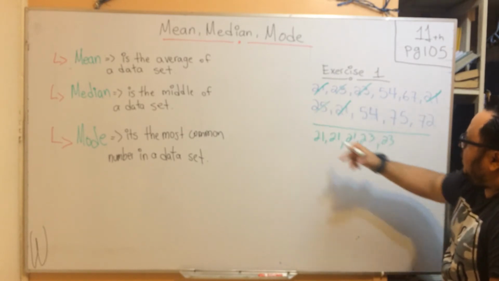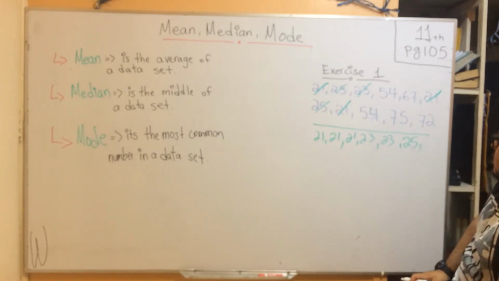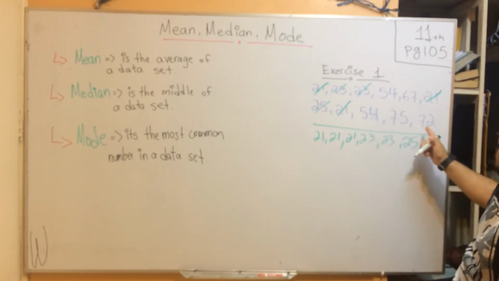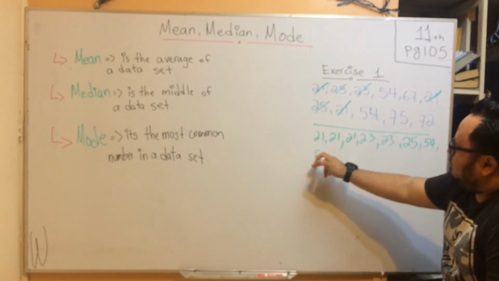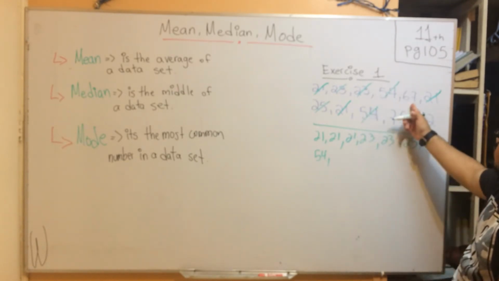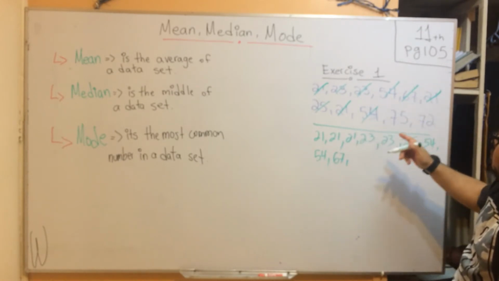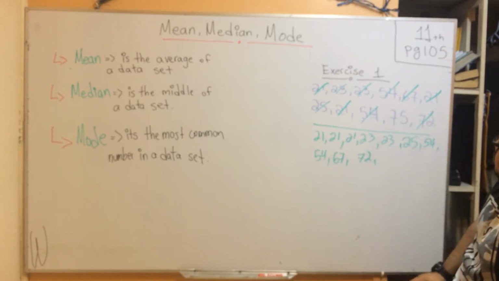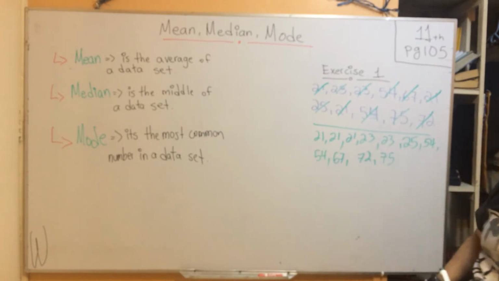Looks like it's 25. So we place 25. Do we have another 25? No. The next number appears to be 54, 67, 54, 75, 72. So it appears to be 54 two times. We cross them out just so that we know that we already used them. The next number would be 67. No more 60s. In the 70s, we have 72. We cross it out so that we know that we already used it, and 75. So now we have them in order.